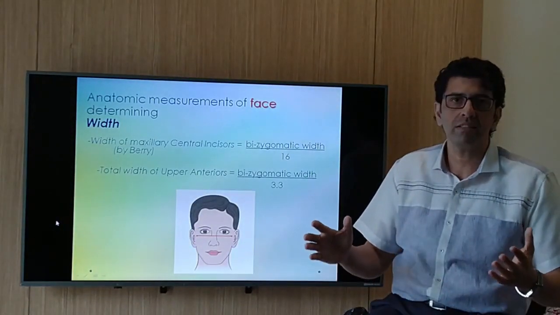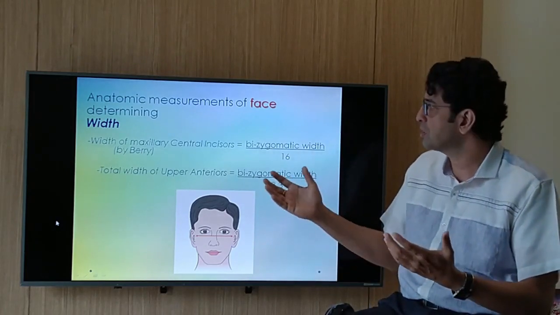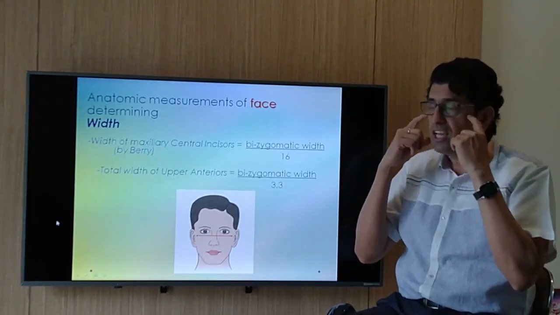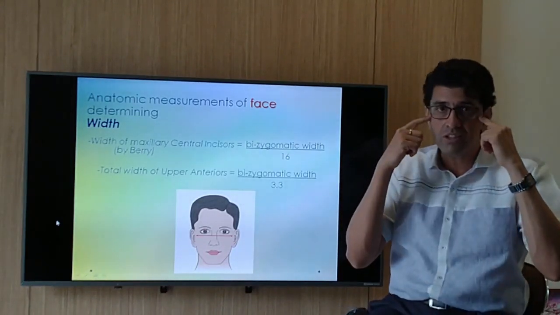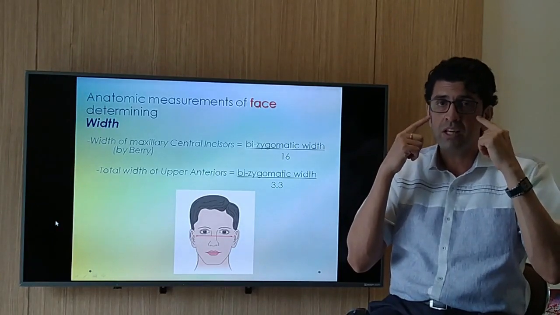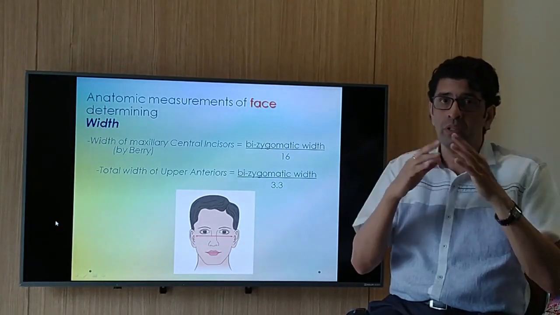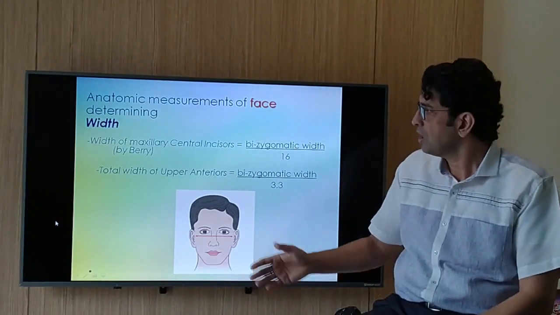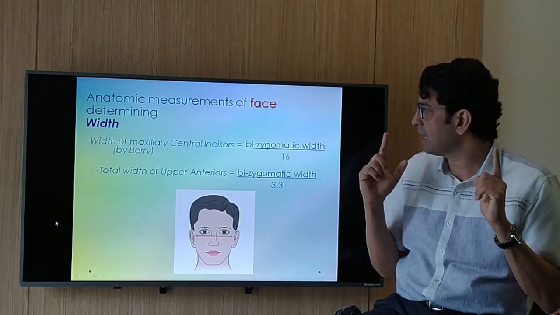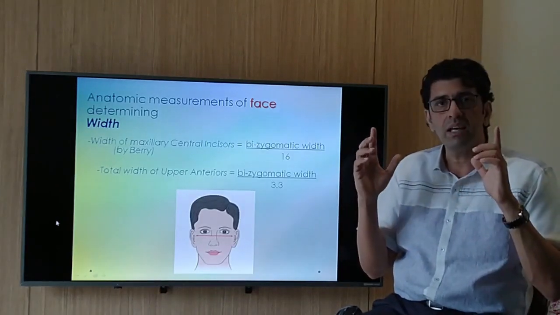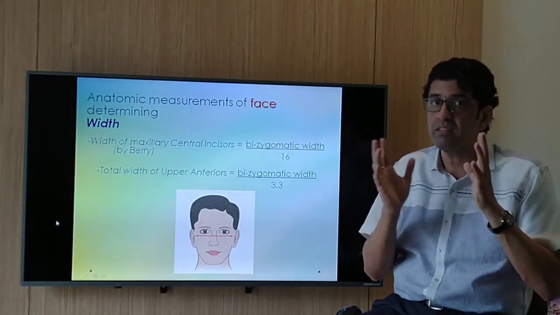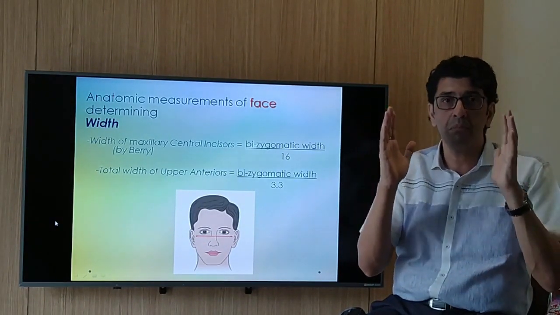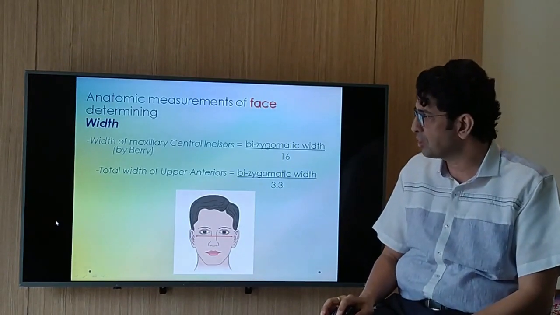Anatomic measurements of the face, well, there are a couple that have already been given to us. Actually, Berry told us that the width of the maxillary central incisor is 1/16 of the bizygomatic width. So you take the bizygomatic width, divide it by 16, and you should get the width of the central incisor. You also have the total width of the upper anteriors, which is the bizygomatic width divided by 3.3. So the canine to canine is the bizygomatic width divided by 3.3. So these are two measures that you can use.